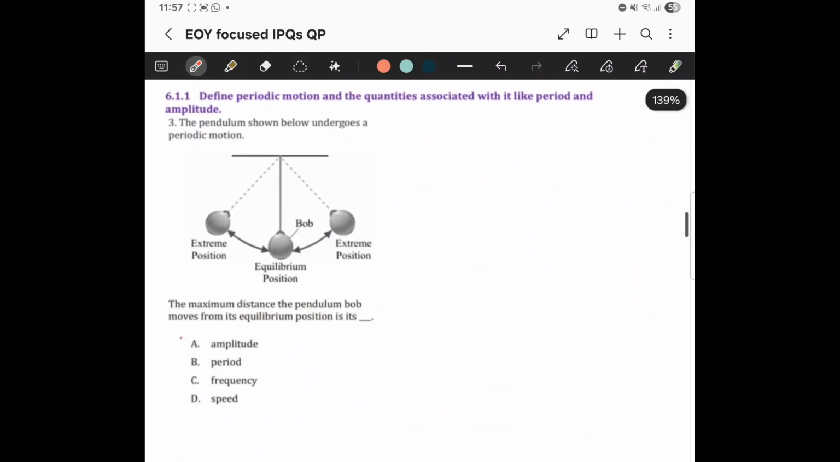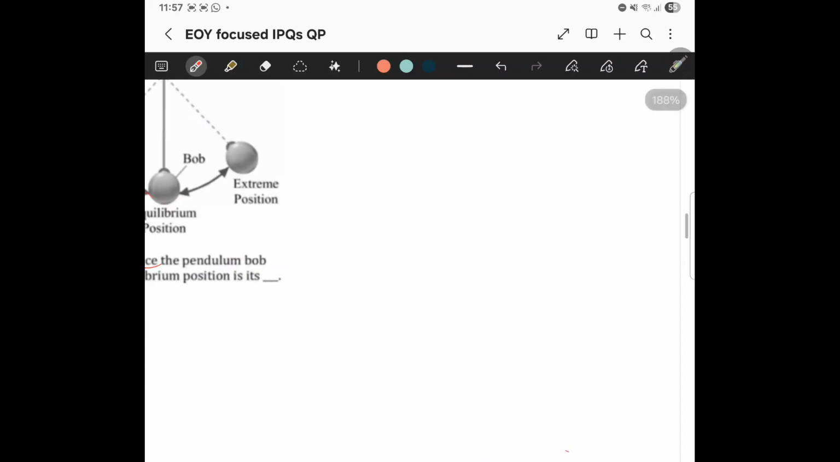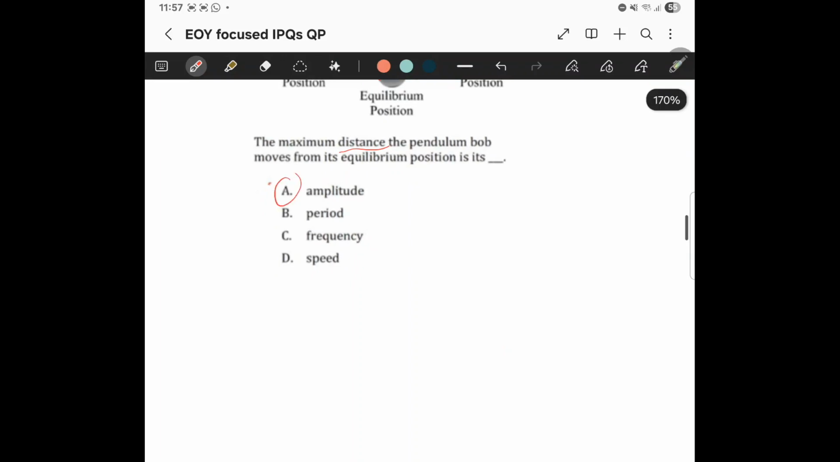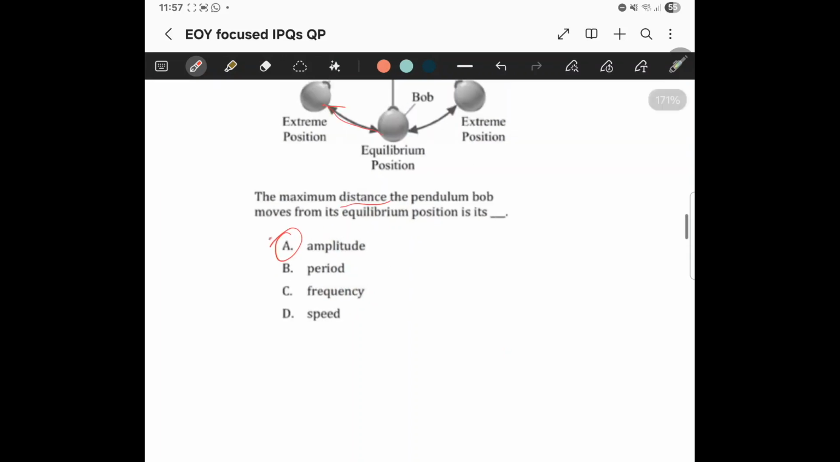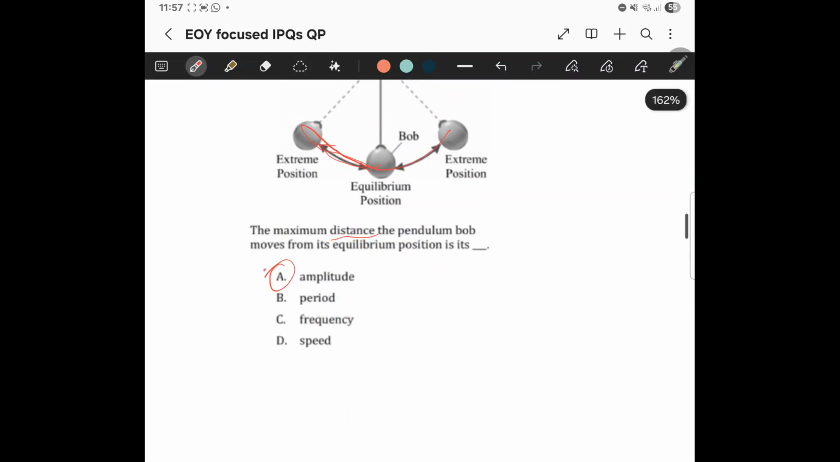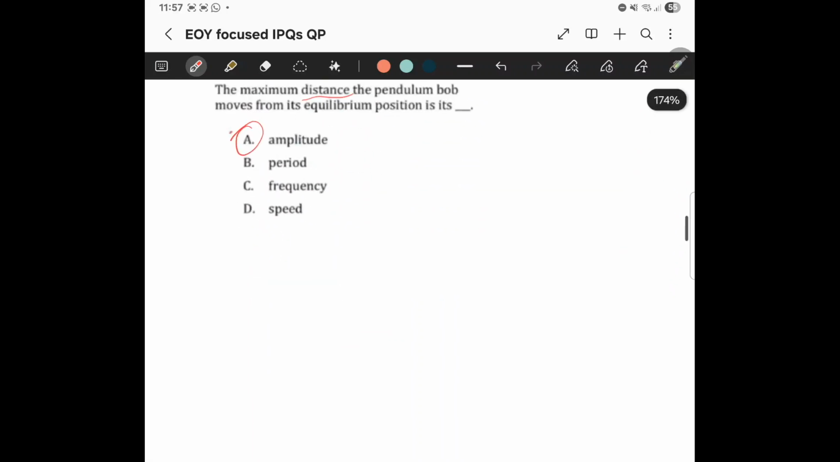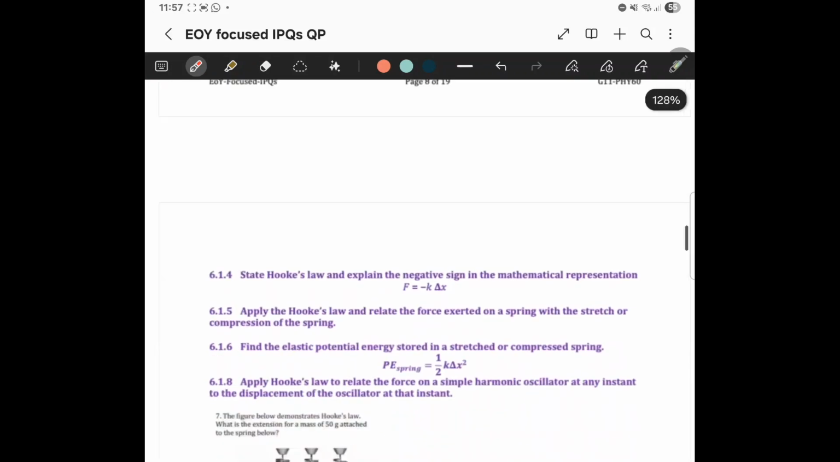Okay, the pendulum shows periodic motion. Very good. The maximum distance, the highest point, we simply call that the amplitude. Amplitude. The period is literally the time it takes to go forward and back. If I started from here, how long it takes to go forward and back to where I started. The frequency is how many times it can do that in 1 second, for example. The speed is obviously how fast it's moving. So amplitude is the best answer there.